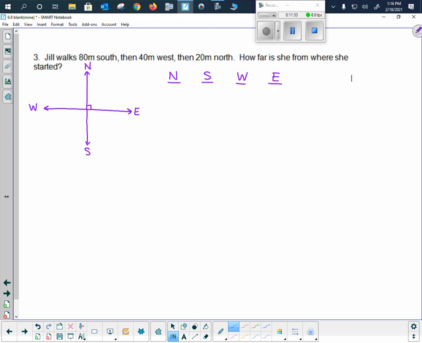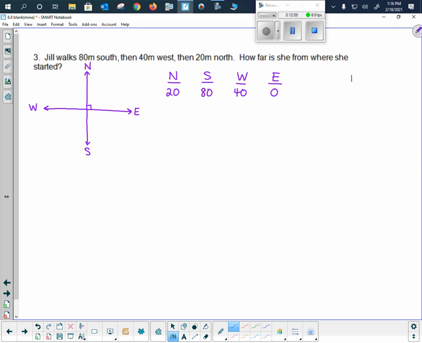So look at the writing. It says we go 80... I don't care about the units since they're all the same, but I go 80 south, so I'll put that in the south column. And then I go 40 west, I'll put that in the west column. And then I go 20 north, I'll put that in the north column. And it didn't say anything about east, so this is 0. Now if I had another one that said like another 10 west, I would add the total for west and say that the total traveled was 50 west.